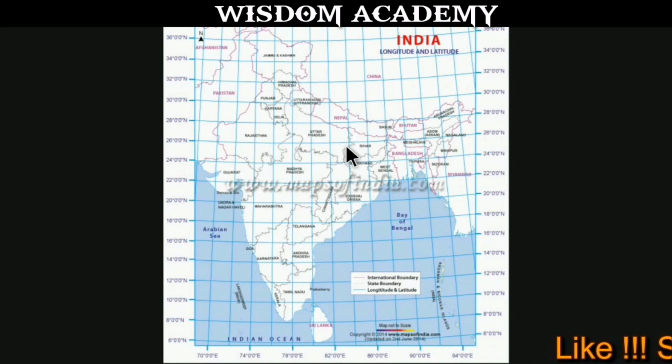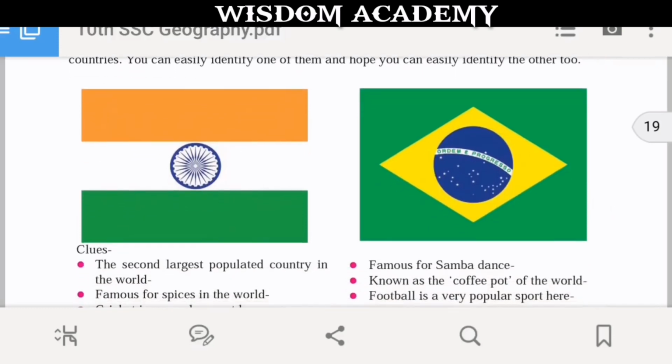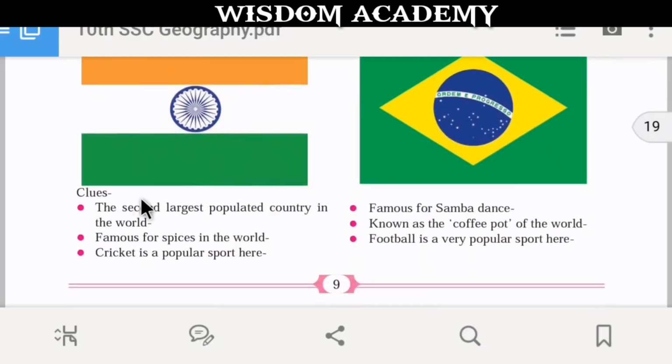So like that we can also determine what is the latitudinal and longitudinal extent of Brazil. See, this is the Indian tricolor or Indian flag. This is the Indian national flag and this is the Brazilian national flag. So in this book we will compare between Brazil and India. So let us compare between the Brazil and India.